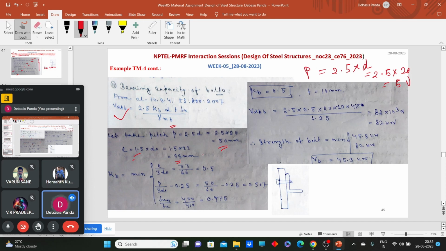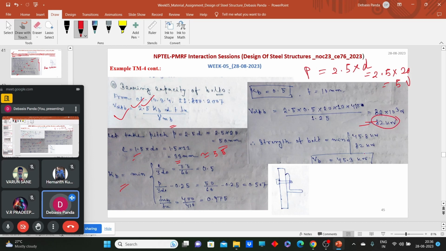So we have considered 33 for now, then later on we will increase to 35. So here we can calculate the Kb value. We have calculated the Kb value a lot of times. So when we have the Kb value, we just need to put all these values, and the Vdsb, the design strength of the bolt due to bearing failure, comes as 82.